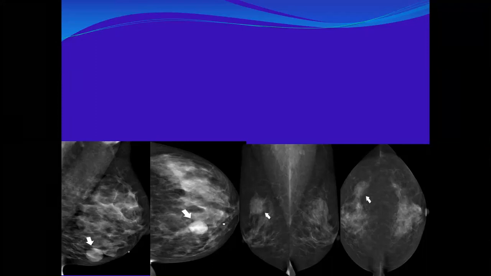The first two images on the left side are the mass, and the two on the right side represent asymmetry. Why is it an asymmetry? Because it does not maintain its shape on the craniocaudal view. The shape on the mediolateral oblique does not maintain on the craniocaudal view. What else? It is not seen as a rounded mass on craniocaudal view. Not necessarily rounded. It can be irregular, but it has no persisting shape. Okay, and what else?